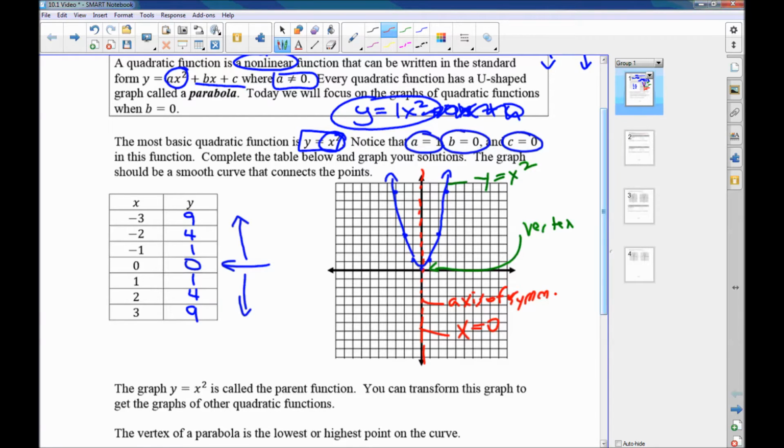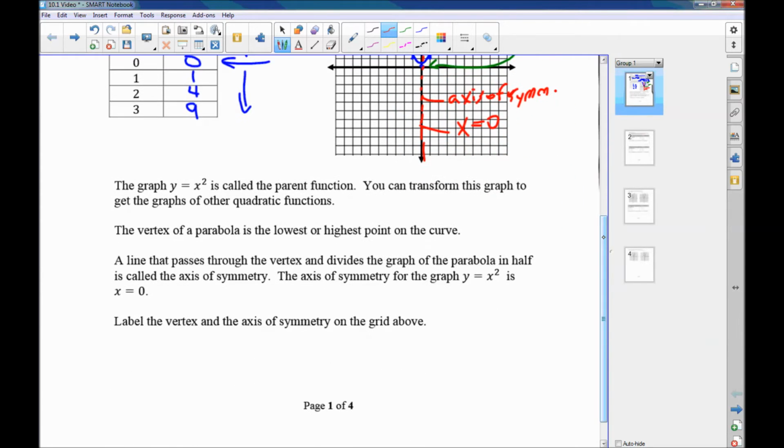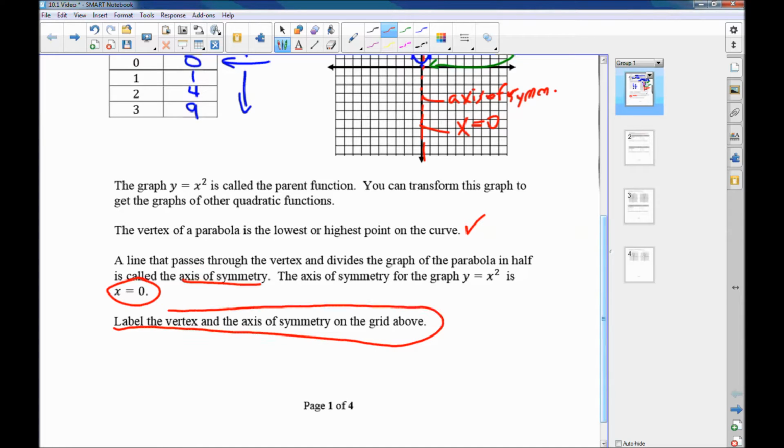Okay. So the vertex of the parabola is the lowest or highest point on the curve. A line that passes through the vertex and divides the graph of the parabola in half is called the axis of symmetry. We drew that in already. And the axis of symmetry for our graph was x equals 0. And then it said to label and put all these on there. So if you did not do that as I did it above, go back and watch that part of the video again. All right, let's flip it over and see the second page.